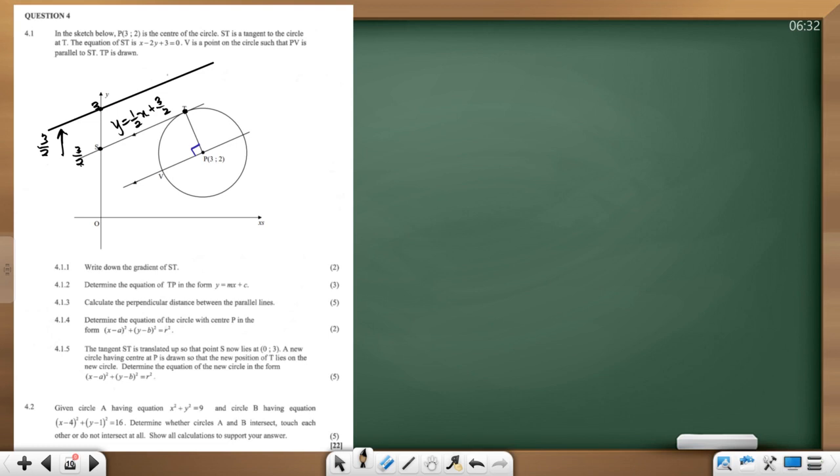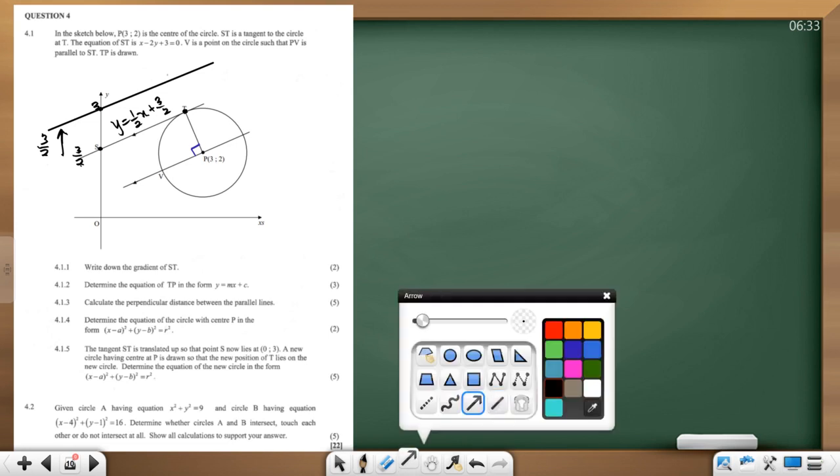Okay. It says, so that the new position of T lies. Now, there's a bit of an ambiguity in this question, so I'm going to do it in 2 interpretations because it's a bit ambiguous. The new position of T, look at where T is. All right, T has now gone up. I'll tell you the ambiguity of this question a little bit. T has now gone up.